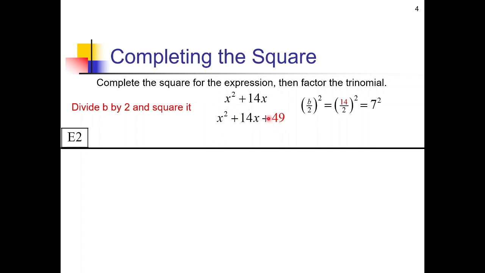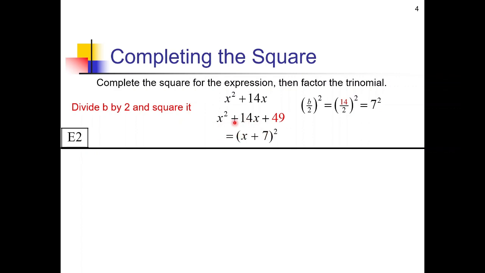Now, since we've completed the square, this is automatically in that a squared plus 2ab plus b squared format. So we can just square root the first and last thing and stick those in the parentheses. So we're going to have x, and the square root of 49 is 7, so x plus 7 squared, and that is it. I mean, if you want to double check, 2 times x times 7 does give you 14x.